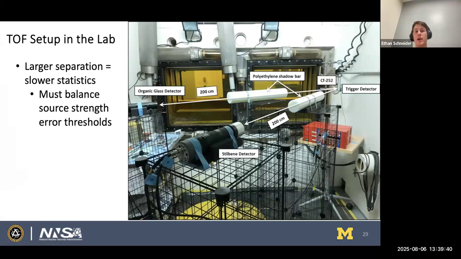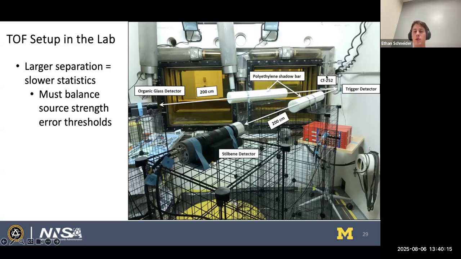This is a setup of what that time of flight looks like within the lab, where you have our californium source at the far back, and our two different detectors here coupled to a PMT. So this is a stilbene detector on the bottom and an organic glass detector on the left. The reason why we have two of them at the same time is that these are very long experiments. This one, I believe, for this publication took well over 2 weeks. Just because of the statistics and how long that flight path is, it takes so long to get an adequate number of counts, so long as you're not using a very, very strong source.